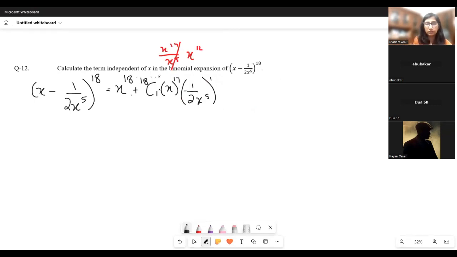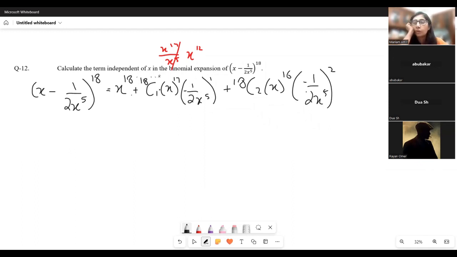Plus next term 18c2 x power 16 and (minus 1 over 2x power 5) power 2. Okay. What is the power of x here? Numerator is x power 16. Denominator is x power 10. So that's going to be x power 6. So no, it's not independent term. It's not a constant term. Next term पे जाते हैं. Hopefully that would be the constant term.